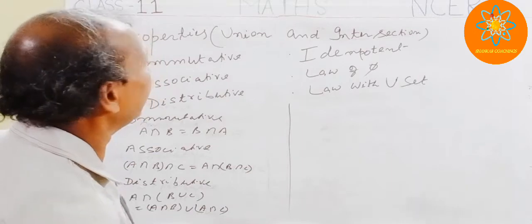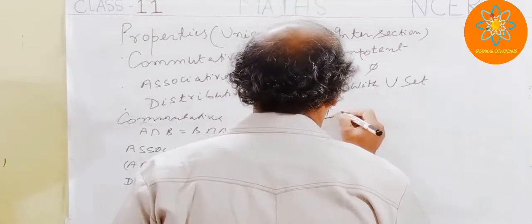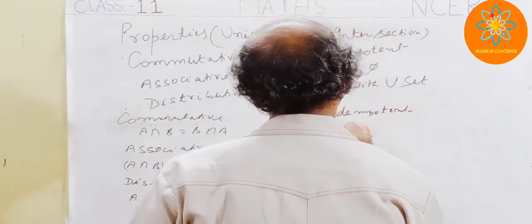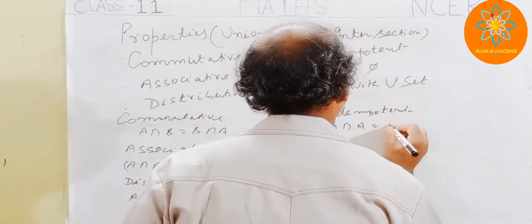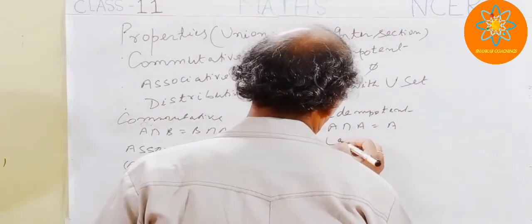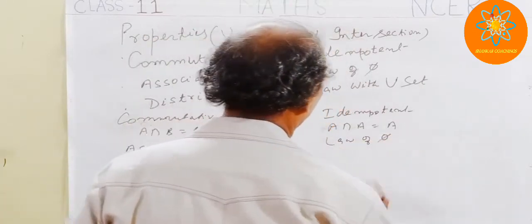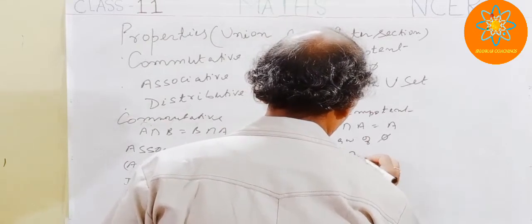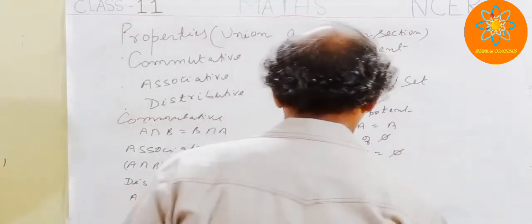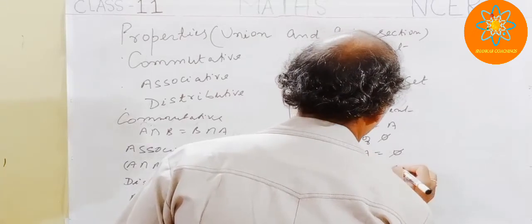Now the next property is idempotent. For idempotent, A intersection A is equal to A. Then come to the law of phi. Suppose I want to find phi intersection A, that is also equal to phi. So this is called the law of phi. Then the last one is the law of the universal set.